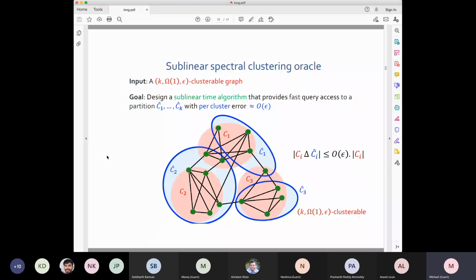Yeah, think of it, basically this is k good expanders that are loosely connected, right? And the loosely is quantified by epsilon. And it's a promise problem. Exactly. The goal is not to test whether the input satisfies this property, but to just assume it. In this talk, I assume this, but I'll talk about the promise, the testing, in just a second. In this talk, our input is a clusterable graph.